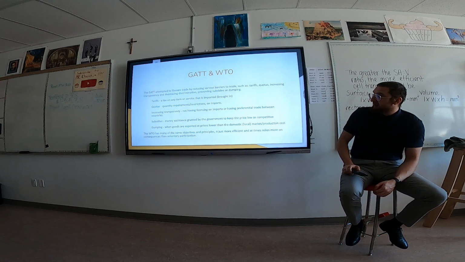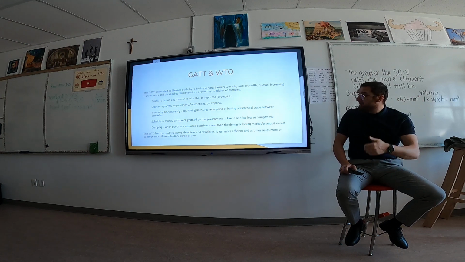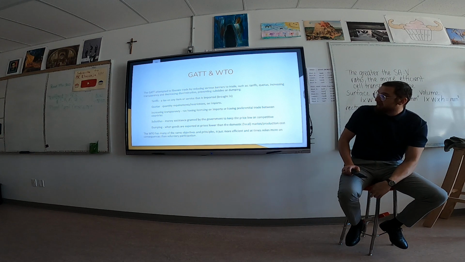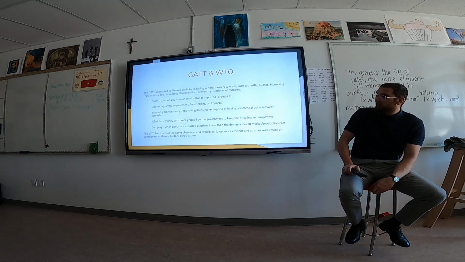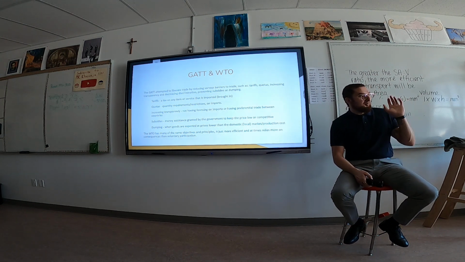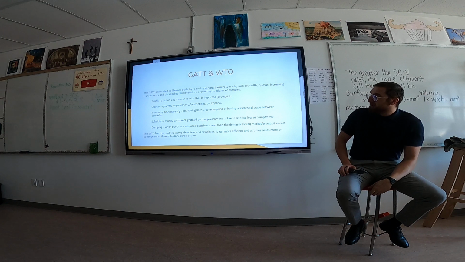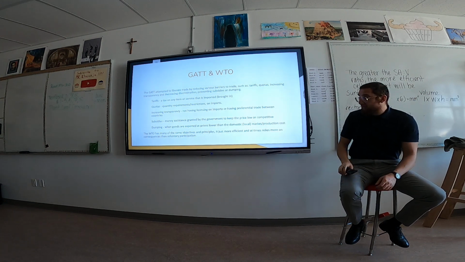The GATT attempted to liberate trade by reducing various barriers to trade, such as tariffs, quotas, increasing transparency and decreasing discrimination, preventing subsidies or dumping. Okay, there's a lot of information there that I'd love to go over, but we can't, so I don't have enough time. But there are, oh, excellent. Past me already saved present me by giving you the definitions of those words.